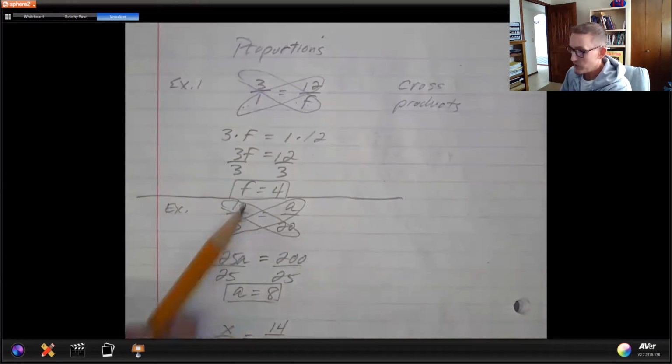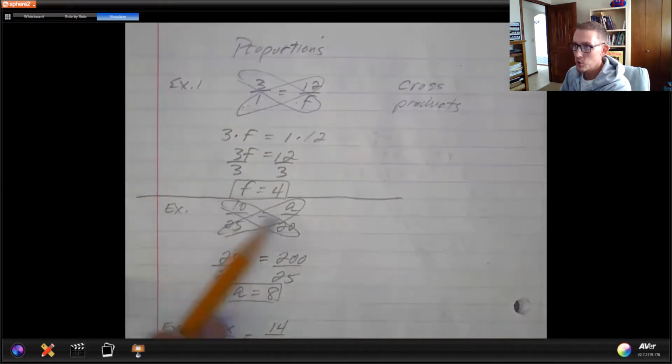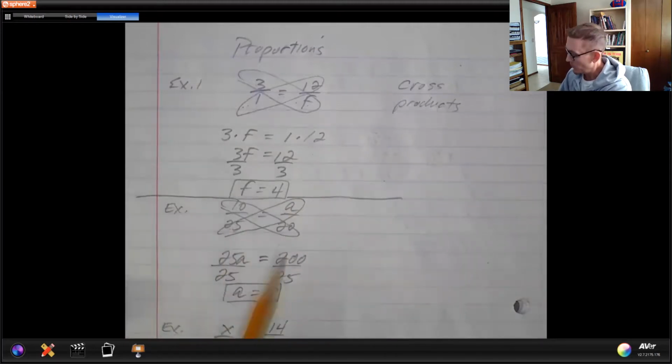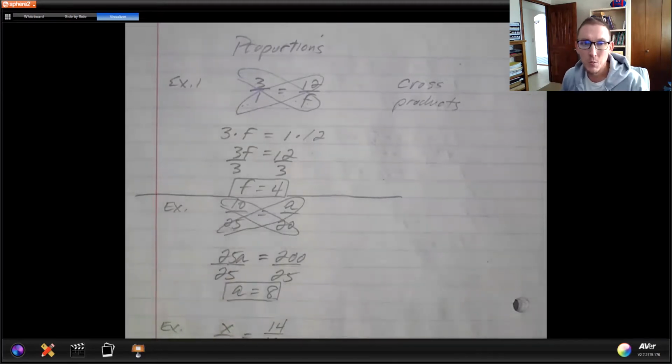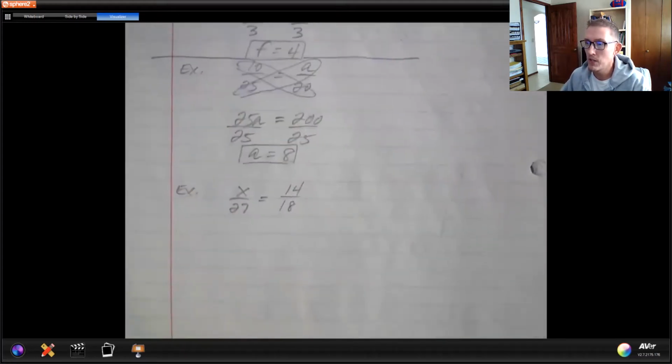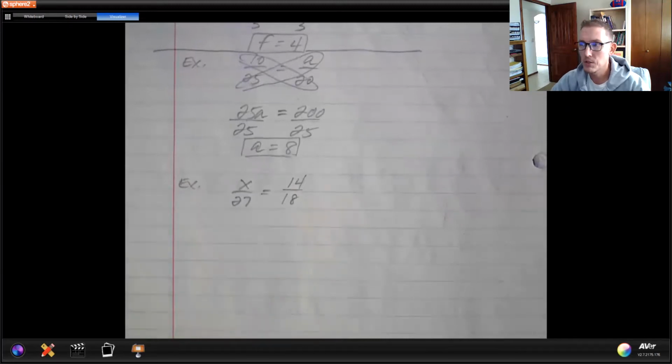So again, two fractions equal to each other. Draw your loops to do cross products, and you're going to multiply diagonally across the equal sign. So I had 25 times a was 25a. 10 times 20 is 200. And then solve for a. Get rid of the number touching by division. Sometimes this will require some calculator use because the numbers might get really big, or maybe you'll have a decimal or whatever it is, but the process is still the same. So that is solving proportions. What I would like you to do now is just simply pause the video and solve for x yourself.